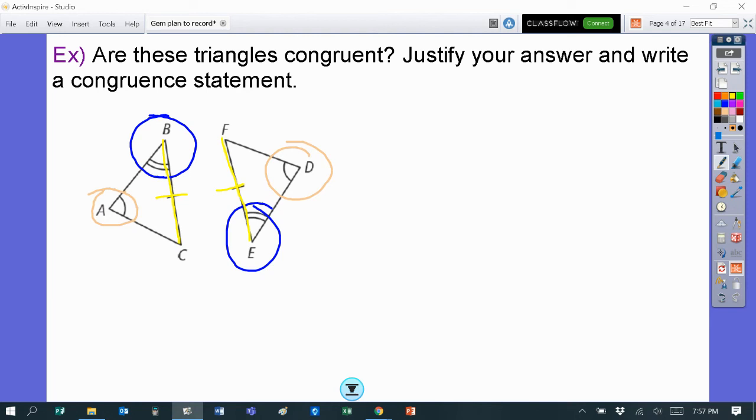So we have an angle, and a side. And that side is not wedged in between, and that is a congruency. So we're going to write angle, side. Again, the S comes at the end, and we're going to make our congruency.